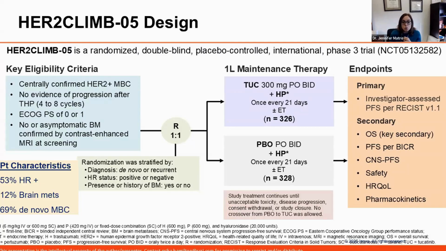About half the patients were hormone positive. About 12% had brain metastases or cancer in the brain, which is really important because tucatinib is known to be active in the brain. It's one of the few drugs that we have in breast cancer that can actually get into the brain. And about 70% of patients had de novo metastatic breast cancer, which means that they didn't have a history of early stage breast cancer before they were diagnosed with metastatic disease, that at the time they were originally diagnosed, they had metastatic disease.